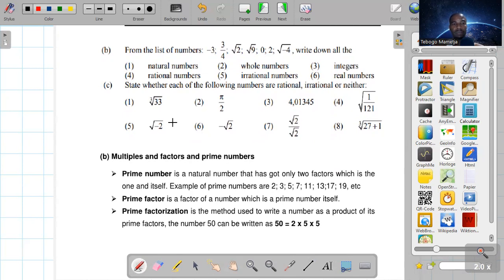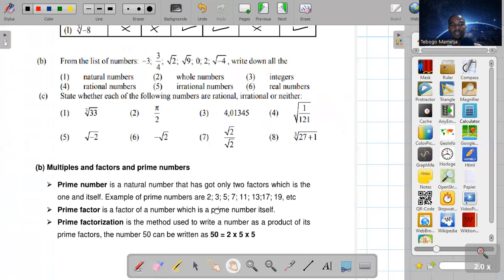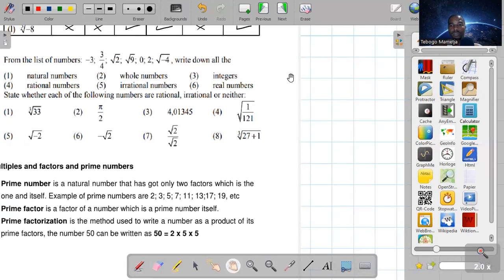That is the second activity there. Number B, from the list of numbers: -3, 3/4, square root of 2, square root of 9, 0, 2, and square root of -4. Write down all, number 1, natural numbers. I would want to work them out somewhere. This time around, let me go to the right-hand side. There's also a space there, nice to annotate. So number 1, I'm going to list all natural numbers.